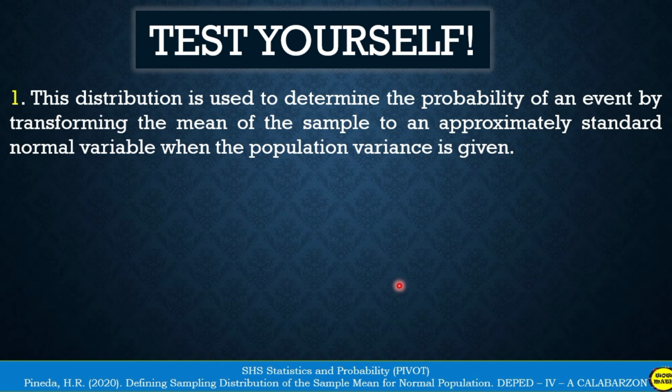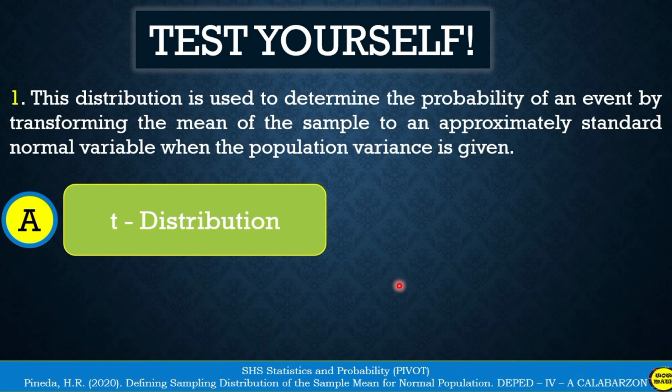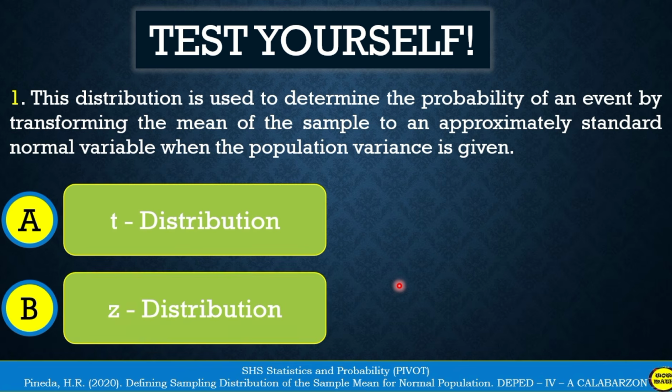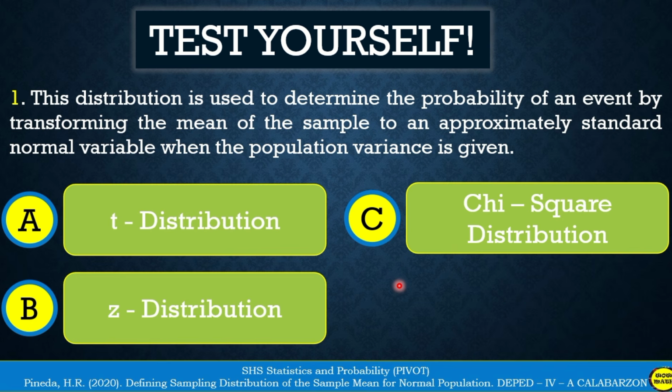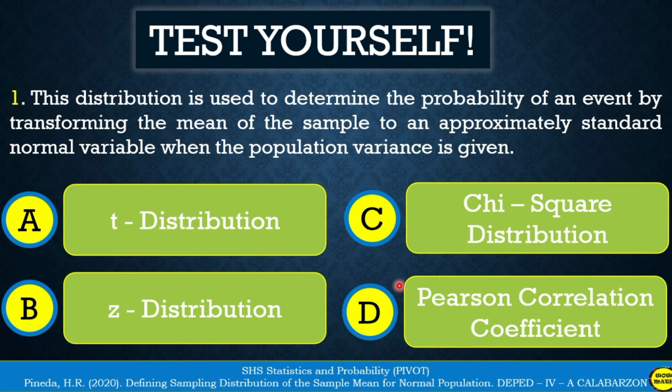Number 1, this distribution is used to determine the probability of an event by transforming the mean of the sample to an approximately standard normal variable when the population variance is given. Letter A, T distribution. B, Z distribution. Letter C, chi-square distribution. And letter D, Pearson correlation coefficient.